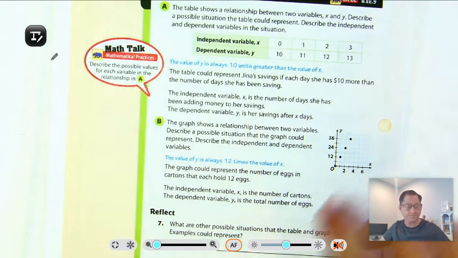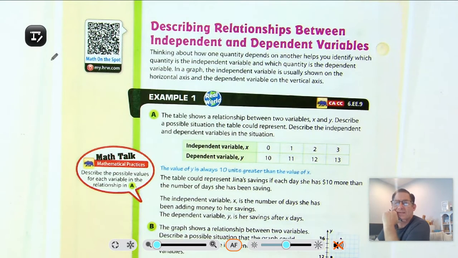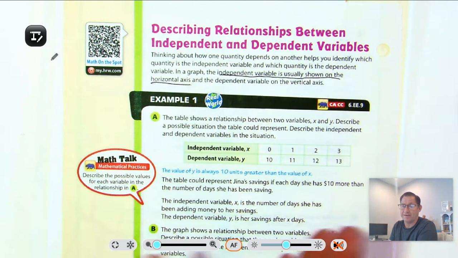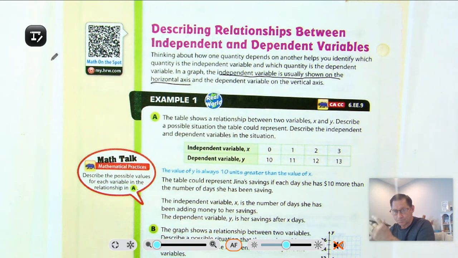All right, 342. Describe relationships between independent and dependent variables. Thinking about how one quantity depends on another helps you identify which quantity is the independent variable and which quantity is the dependent variable. In a graph, the independent variable is usually shown on the horizontal axis. So that's important. If we were looking at a coordinate plane, the x axis is the independent variable, and the dependent variable is along the vertical axis, or the y axis.